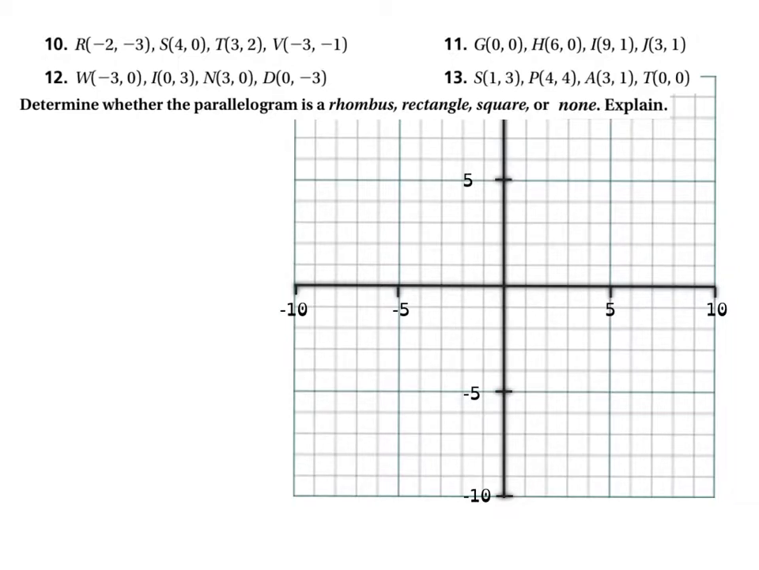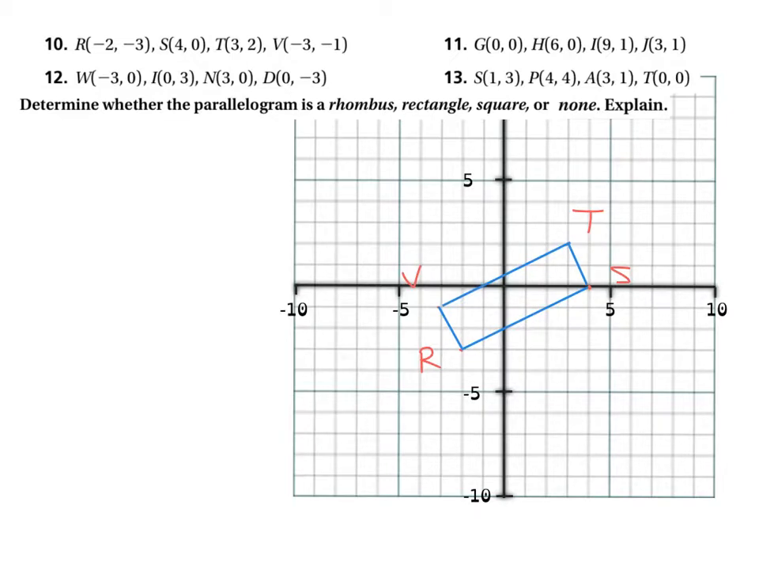So if you're only looking for number 13, you might want to zip forward. Anyhow, this is what I'm going to do. I'm going to plot each point. I'm going to pause it when I plot. All right, so here's the figure. R, S, T, and V are all plotted.